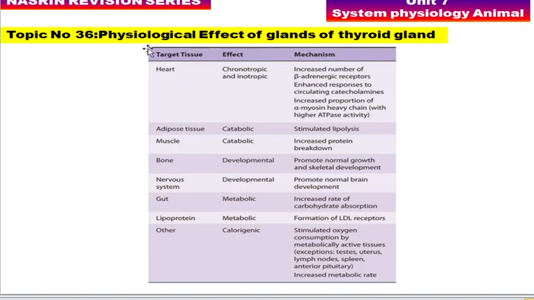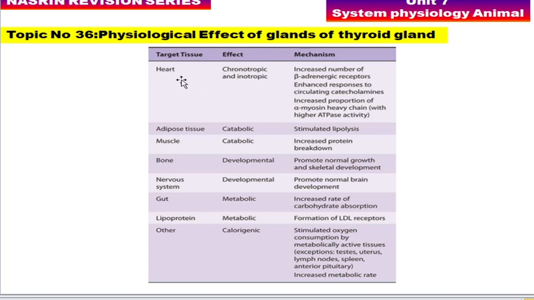Next, the important topic is the physiological effect of the thyroid gland. You should know the thyroid gland's mechanism or physiological effect on different tissues. Here are the target tissue, effect and mechanism. The first target tissue of the thyroid gland is the heart, where the effect is chronotropic and inotropic, whereas in adipose tissue and muscle, the thyroid hormone acts as a catabolic effect. In bone and nervous system, it is helpful for the development of bones and the nervous system. In gut and lipoprotein levels, it has a metabolic effect, and other effects include a calorigenic effect.